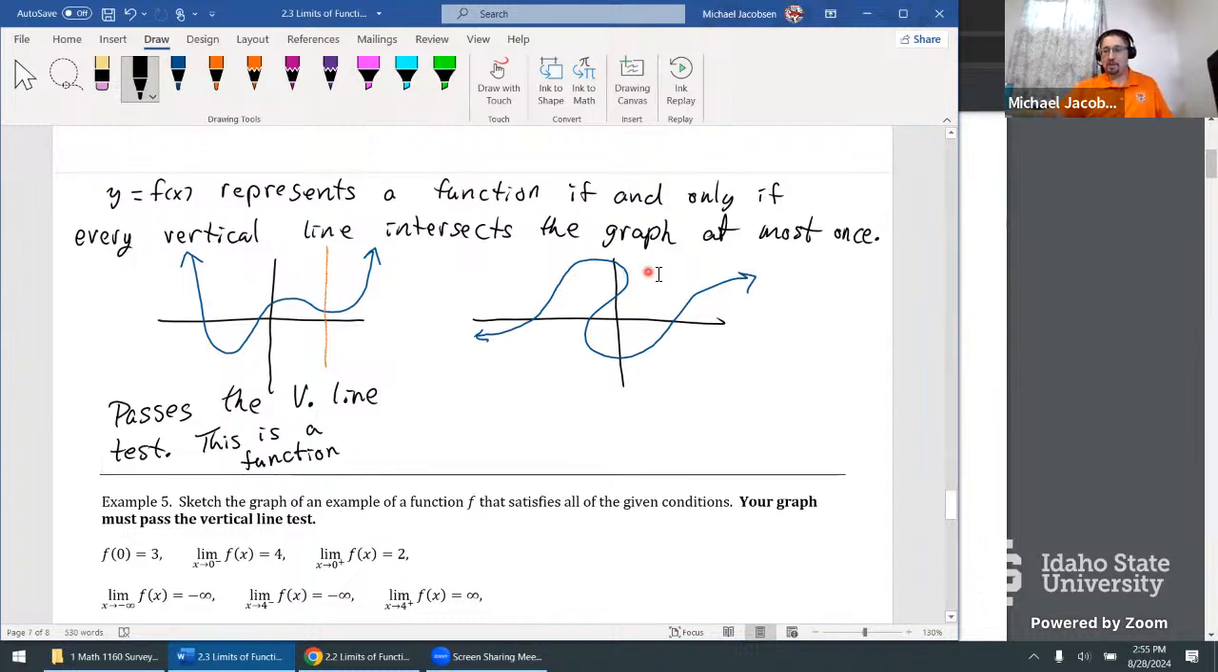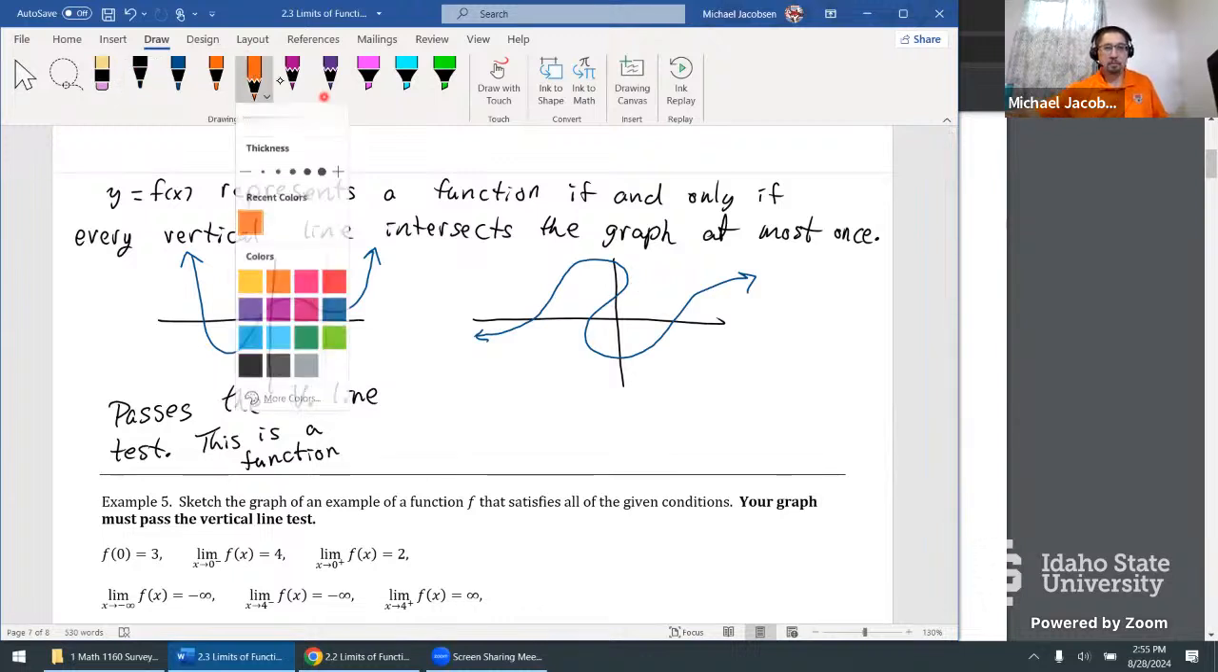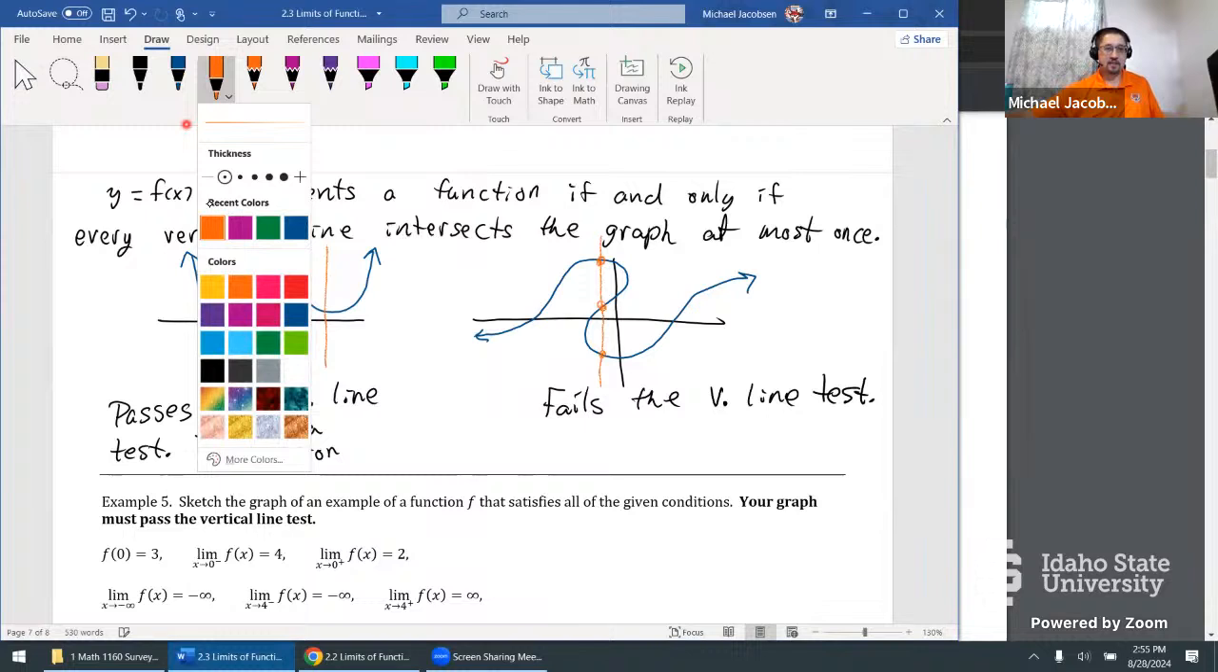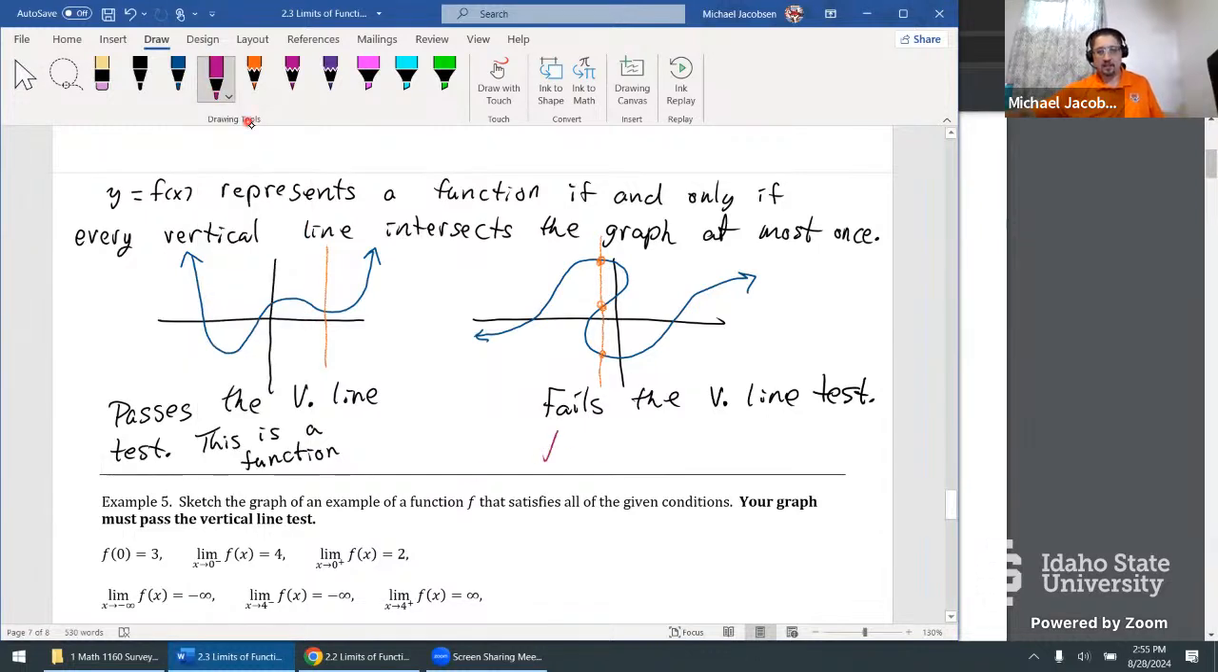Now, this curve is a little bit strange. It might be really interesting, but because of a single line coming through like this, hitting the graph more than once, it hits here, here, and here, this fails the vertical line test. So the punchline to this one is, this is not a function.